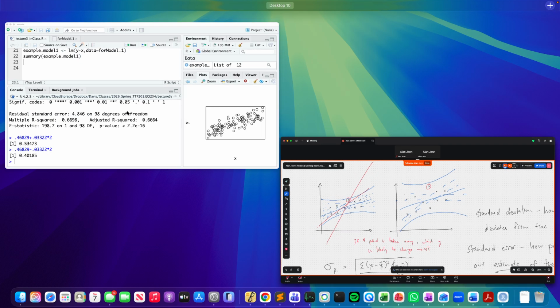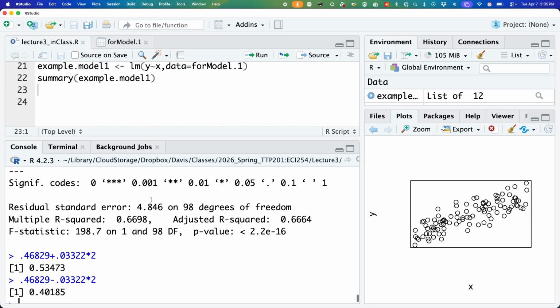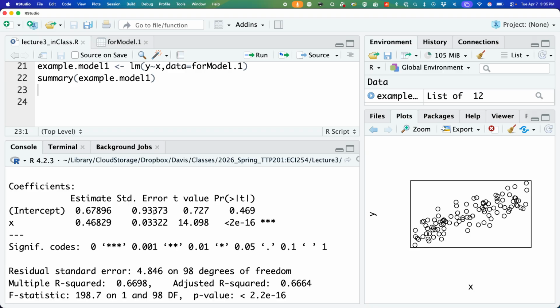So that is this standard error value. That's telling us this distribution of our guess. What about the t-value and this probability greater than absolute value t? What are these things telling us? Okay, so there's this common thing that people do. Who has heard of tests of significance before? Yeah, a number of folks.